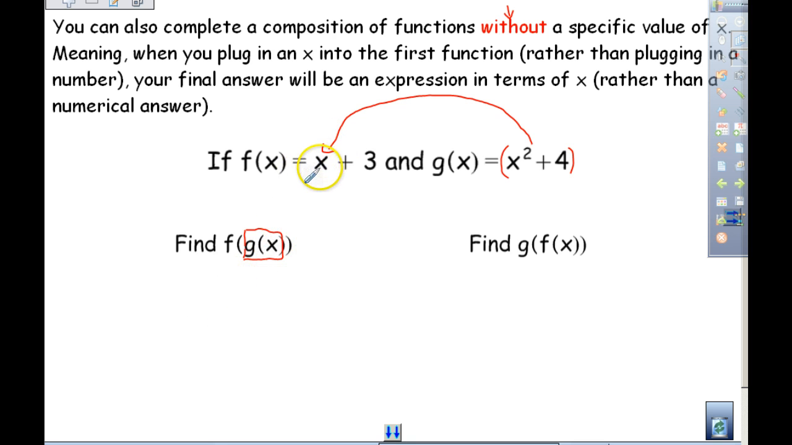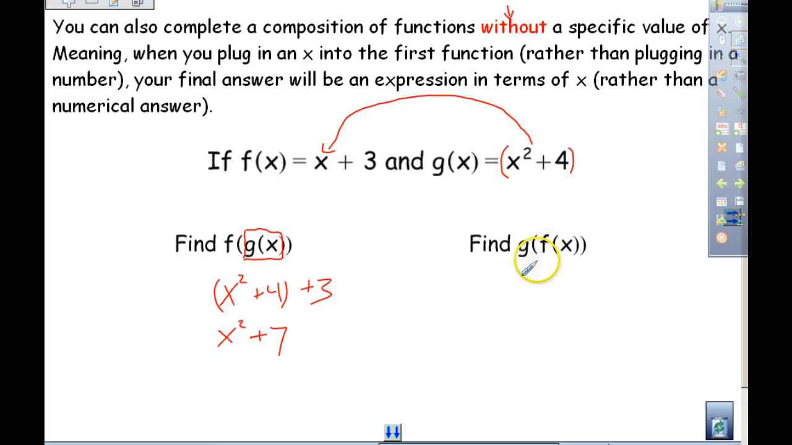So instead of x plus 3, we're going to plug in x squared plus 4 into here. X squared plus 4 plus 3, which is x squared plus 7. So plug in the whole expression, not just a number here, but same idea. Just take this whole thing, plug it in for each x over here.